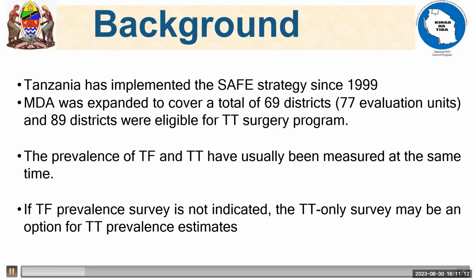This expansion covered a total of 69 districts, equal to 7 evaluation units. In addition to that, 89 districts were deemed eligible for the TT surgery program. Historically, the prevalence of TF among individuals aged 1 to 9 years and the prevalence of TT in adults aged over 15 years have been assessed. In cases where conducting TF surveys isn't warranted, it becomes appropriate to carry out a TT-only survey with the objective of estimating the TT prevalence.